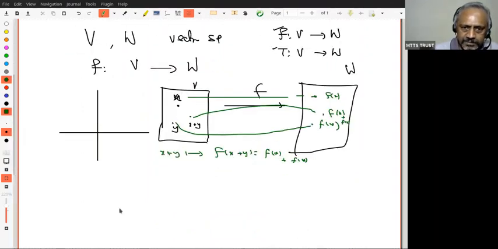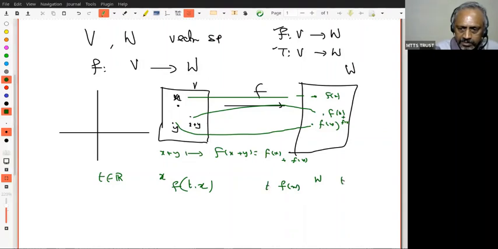You understand this? Okay. And similarly, scalar multiple. So I have a vector x and I have a scalar t, then t dot x will make sense. And that's a vector in V, therefore this is a vector in W. And let us look at f(x) is a vector in W and t is a scalar, therefore t dot f(x) makes sense. So what do I want? I want this to be equal.